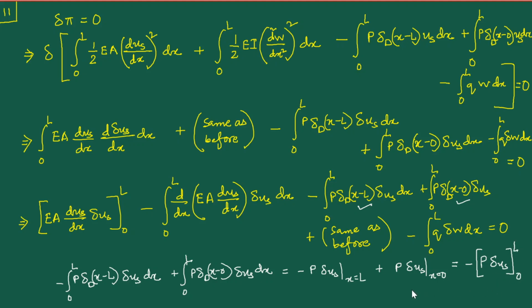What I was saying earlier is that if we were to proceed directly from this term, clubbing this integration, then we would obtain as our governing differential equation the coefficient of this delta u_s, which is this term, and then we would have this p times the Dirac delta of x minus L and this p times the Dirac delta of x minus 0. So this p and this p would be present in the governing differential equation itself.